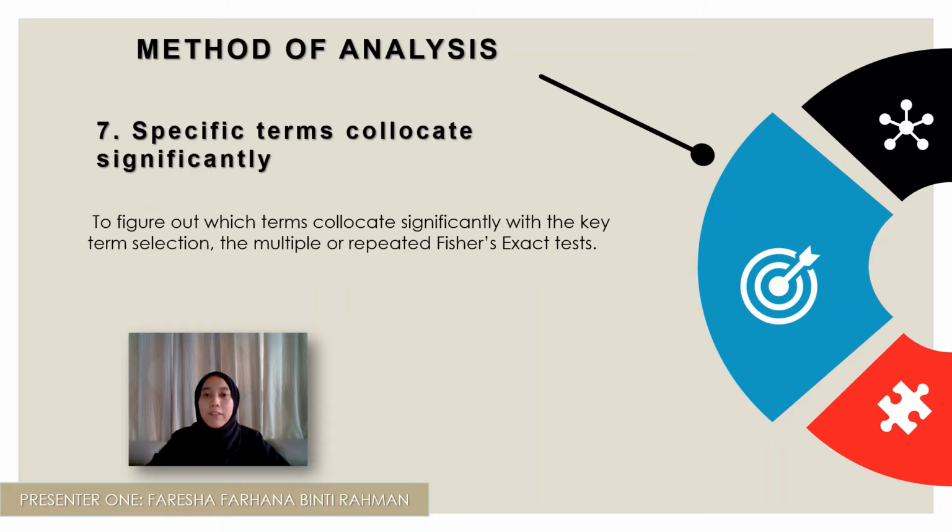And the last method of analysis, which will also fulfill our third objective for this study, is specific terms collocate significantly. To recognize which words happen together significantly, or much more of the time than would be normal by coincidence, co-occurrence frequency should be resolved to see if it is statistically significant. This should be possible whether for a specific key term or for the whole information. To figure out which terms collocate significantly with the key term selected, multiple or repeated feature exact tests will be conducted.